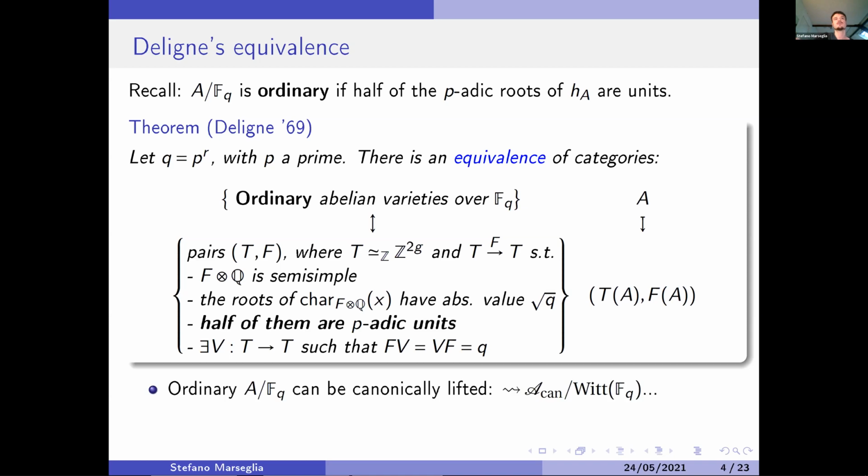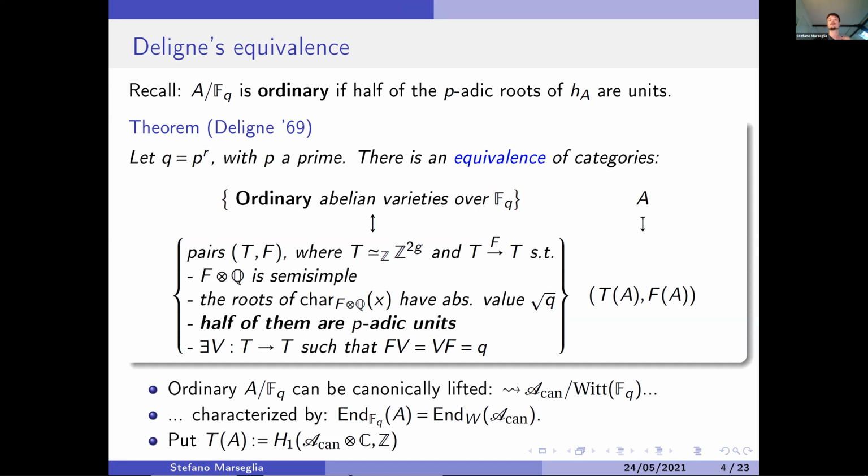Ordinary Abelian varieties are particular because they admit what is called a canonical lifting. So there exists an Abelian variety over the Witt vectors over F_q, so in characteristic zero, that reduces to A, that's a lift, and has all the endomorphisms. So the canonical lifting has the same endomorphism ring as the Abelian variety over the finite field. This is very special because, as we said, the Abelian variety over F_q has a Frobenius endomorphism. And now we have an Abelian variety in characteristic zero with a map that reduces to the Frobenius. So this is kind of magic: something in characteristic zero with the Frobenius map. All right. So what is now the functor?